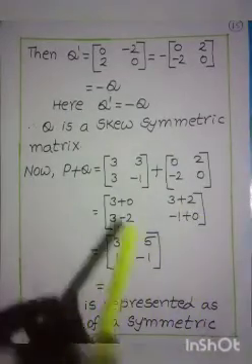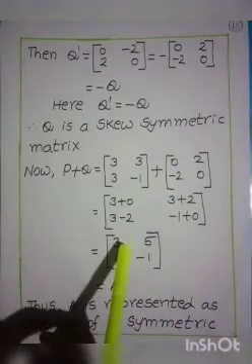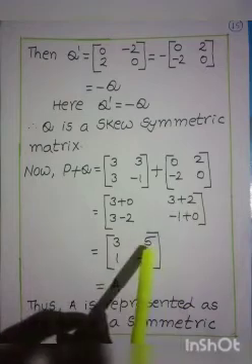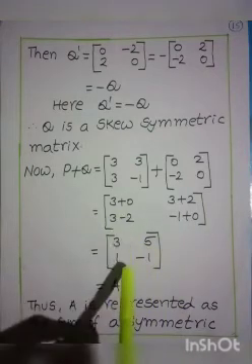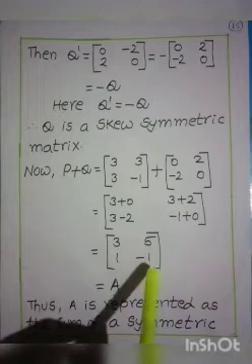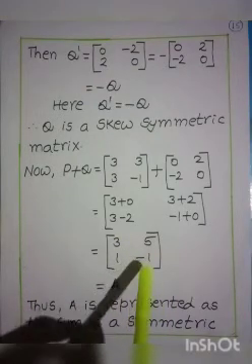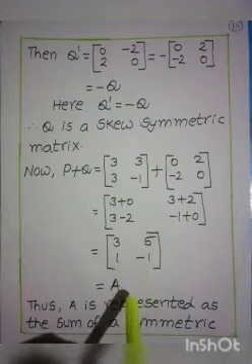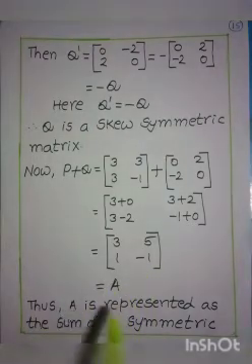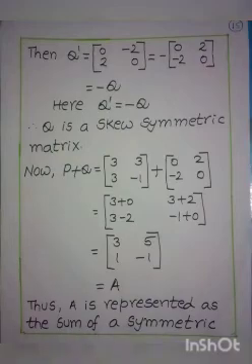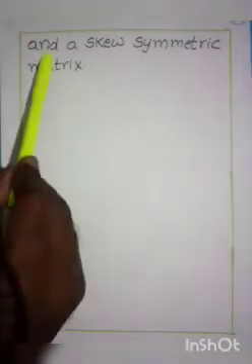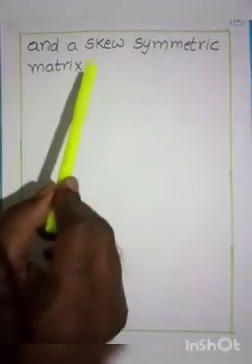Right. That is equal to 3 plus 0, 3, 3 plus 2, 5, 3 minus 2, 1, minus 1 plus 0, minus 1. If you observe this matrix, it is nothing but the given matrix A. Thus, A is represented as the sum of a symmetric and a skew symmetric matrix. Okay, my dear children? Right.